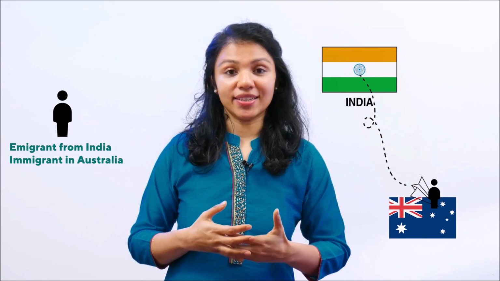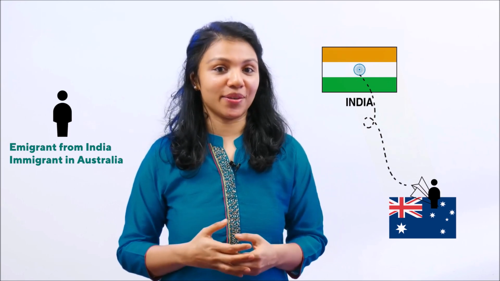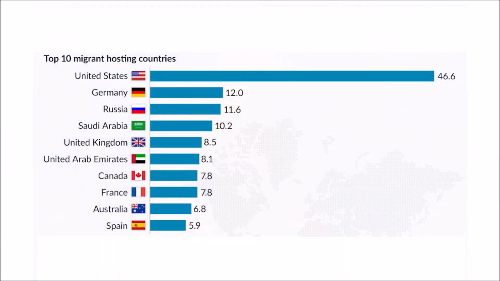Migration can happen across countries or across regions within a country. If a person migrates from one country to another, it's called immigration. I'll give you an example. If somebody moves from India to Australia, that person is an emigrant from India and an immigrant in Australia. Can you guess which country has the most number of legal immigrants? It is the United States of America. It is followed by Germany and Russia as per the UN reports.